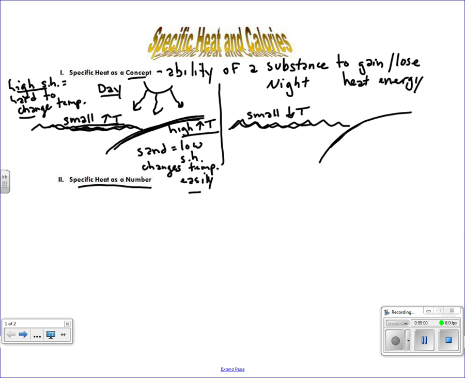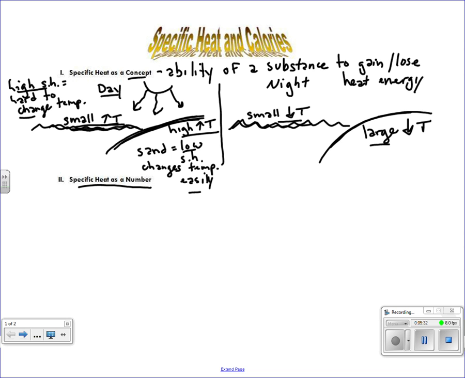Now the sand, on the other hand, because it has a low specific heat, changes temperature really, really easily. So what we're going to see for the sand is a large drop in temperature. The sand is going to very quickly and very rapidly cool off to a point where it's cooler over here than it is over in the water. So it's this discrepancy in substance's ability to gain or lose heat energy.